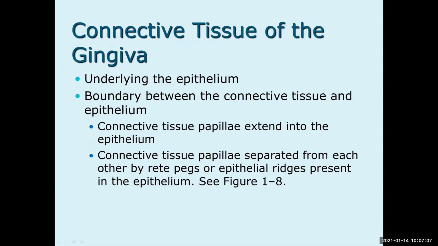The connective tissue of the gingiva is underlying the epithelium. So it's the boundary between the connective tissue and the epithelium. The connective tissue papilla extends into the epithelium. Remember, they've got those little fingers going into the connective tissue. And the connective tissue papillae are separated from each other by the rete apex, or the epithelial ridges.